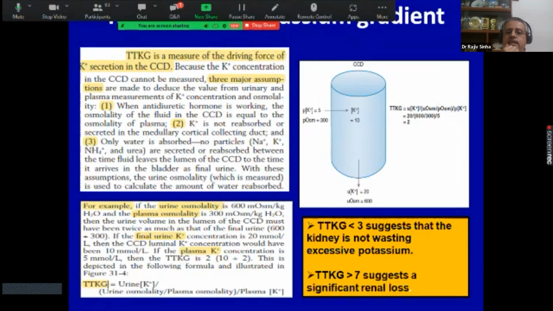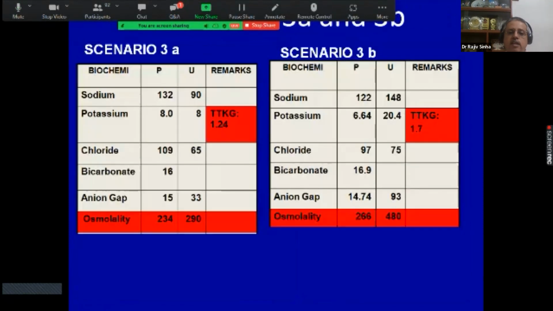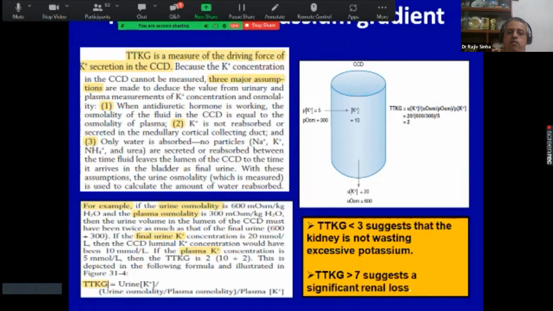You are expecting that the kidney will be discarding, it is taking out all the potassium. But if the TTKG is less than 7, then it is not happening. And if you remember, in our cases the TTKG was 1.25 and 1.7. So definitely there is some problem in the kidney where it is not able to discard the potassium. And the other criterion that also has to be fulfilled is that the child's creatinine clearance has to be more than say 15 or 20.